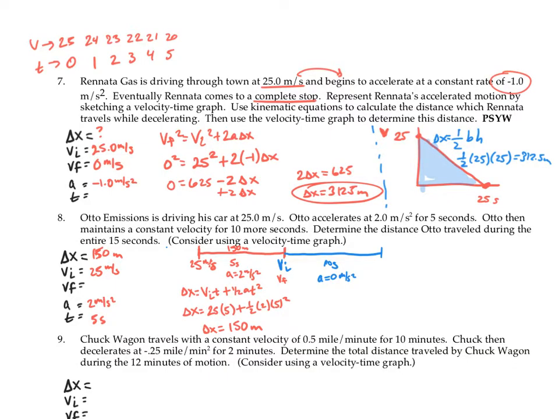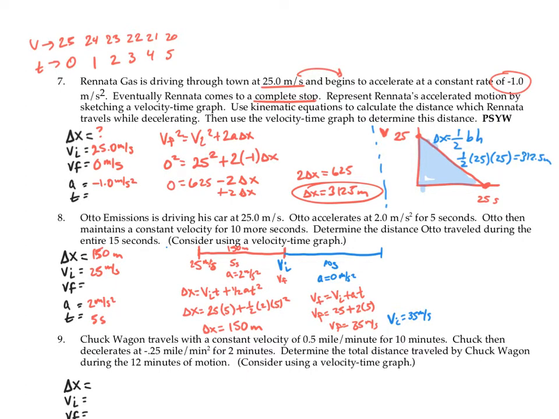So the easiest equation to use right now to figure out that final velocity is probably our first equation, which is final velocity equals initial velocity plus acceleration times time. Final velocity is 25 plus 2 times 5. So the final velocity here is 35 meters per second, which is the initial velocity of the blue section.